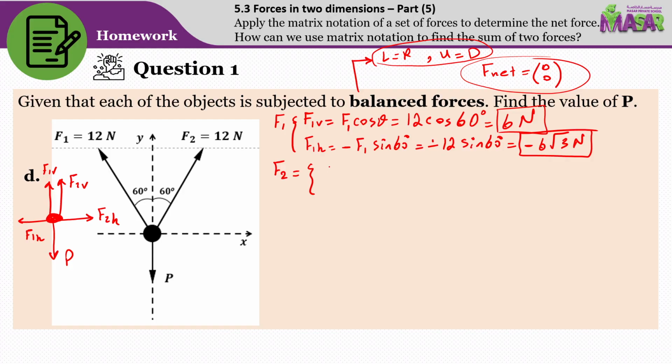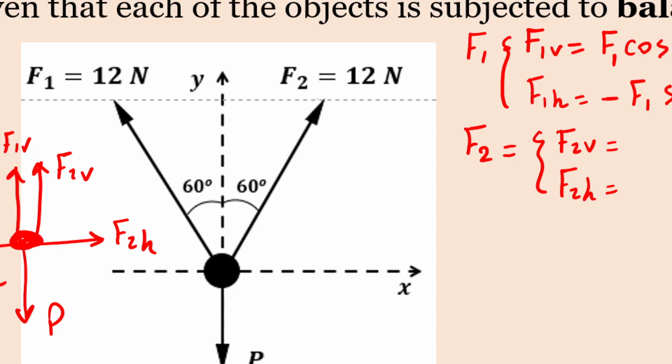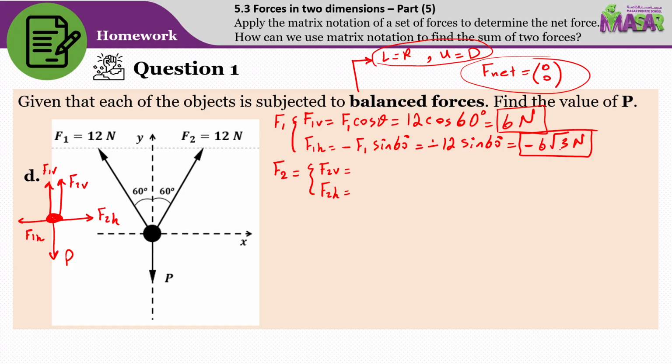F2 can be written as F2V and F2H. Due to the symmetry, and because we have the same angle, I know it's different direction, but same angle with the same magnitude, I should expect to have the same answers again. So no need to perform the calculation twice. However, here you should pay attention to the direction: F1V is up, F2H is to the right, which means both are positive. So I'm going to use the same values again, but with positive signs.